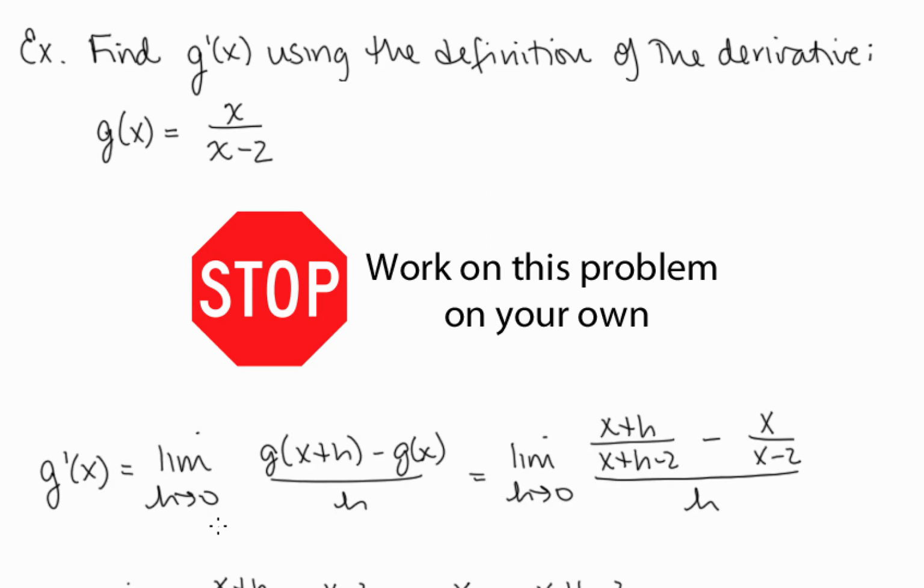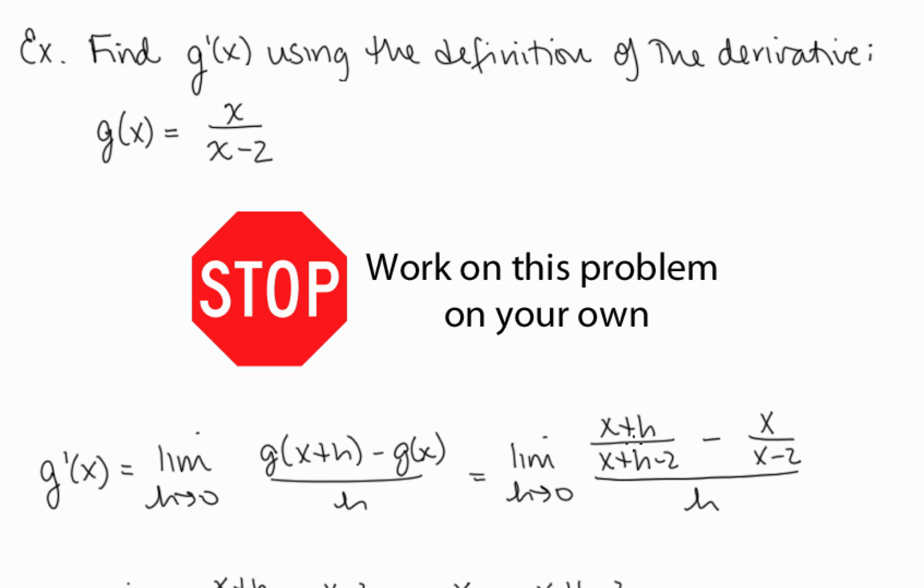So here we've set up our limit definition of the derivative. Plugging in x plus h into g, we have (x plus h) over (x plus h minus 2). So we're here. And subtracting off g of x. Now we know we need to simplify this before we can plug in h equals 0. If we plugged h equals 0 in now, we would just get 0 over 0.